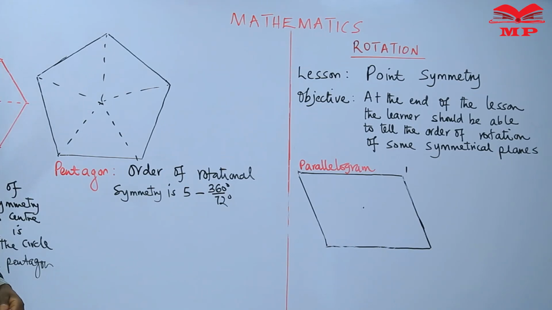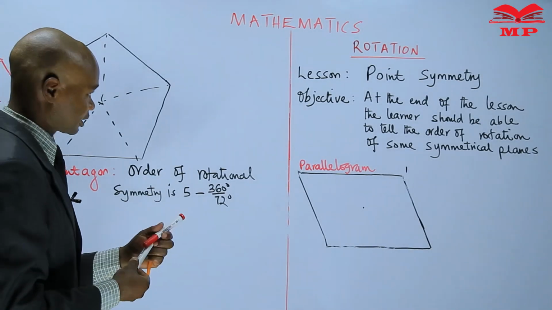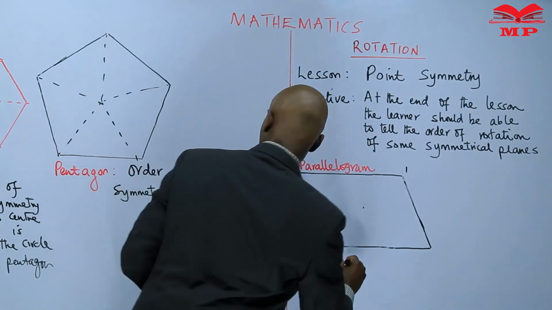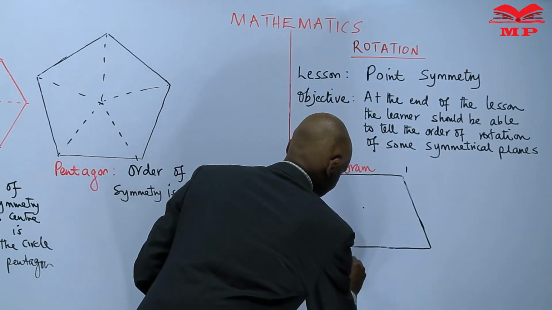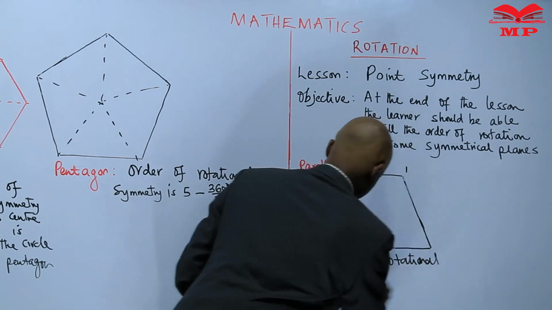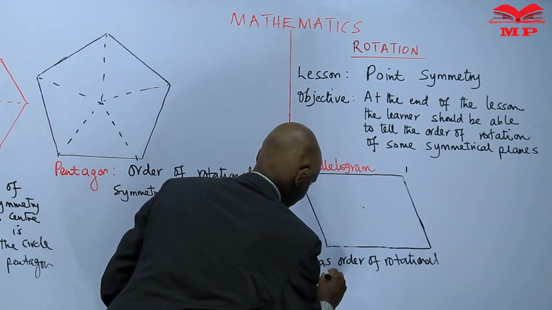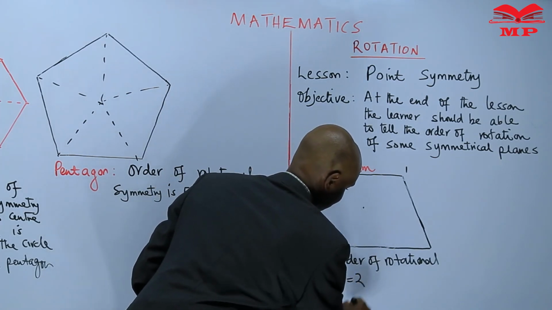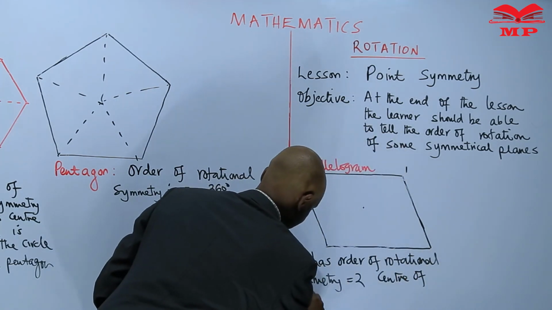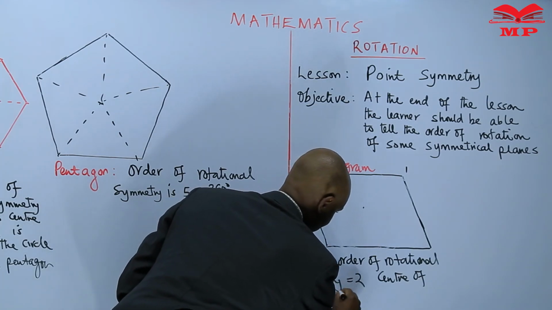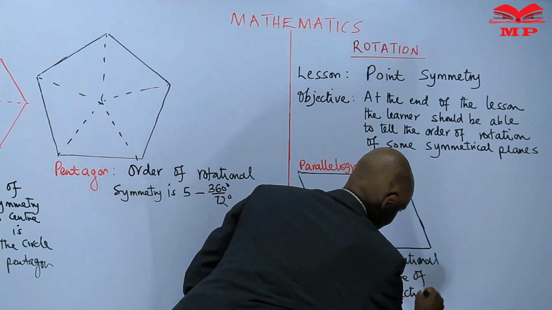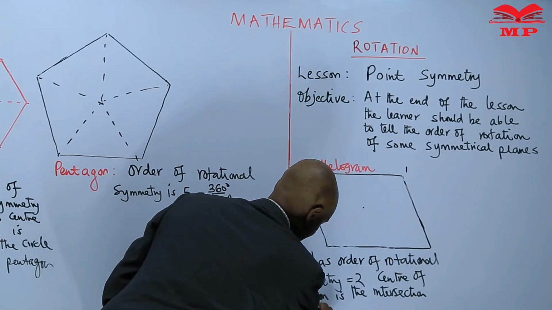We say that a parallelogram has order of rotational symmetry equal to 2. Center of rotation is the intersection of diagonals. Intersection of diagonals.